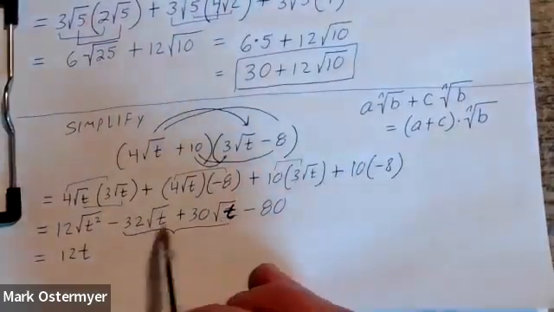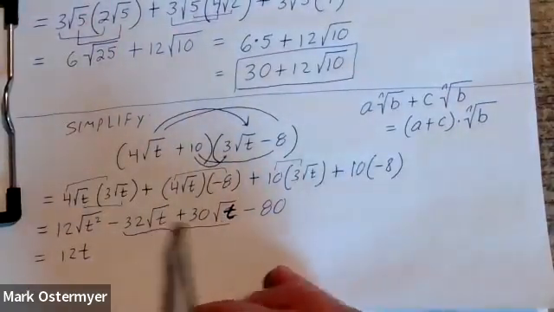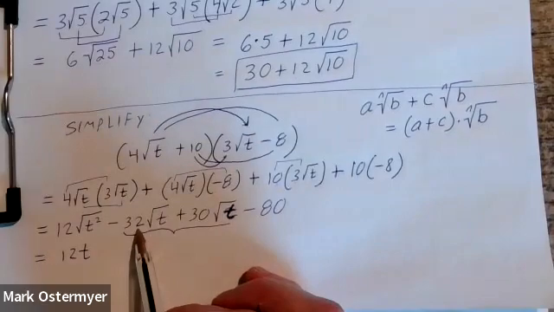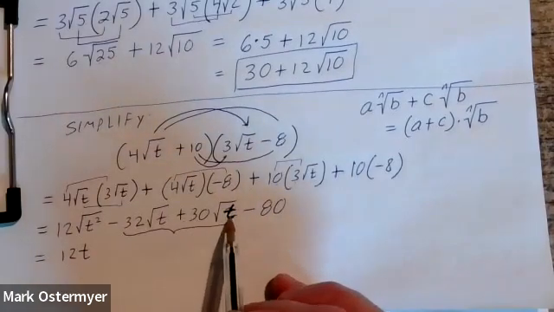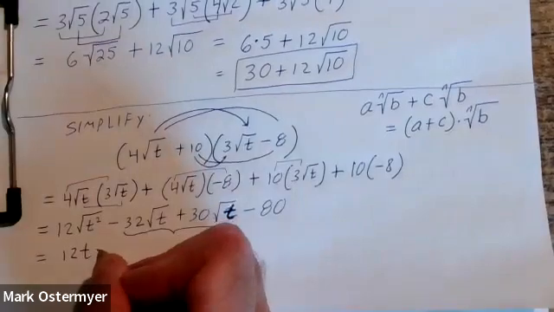These are like radicals because they're both square roots of t terms. And so negative 32 of these square roots of t added to 30 of these square roots of t give us negative 2 of these square roots of t.